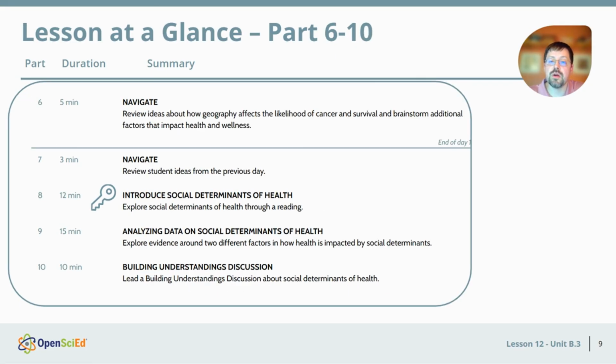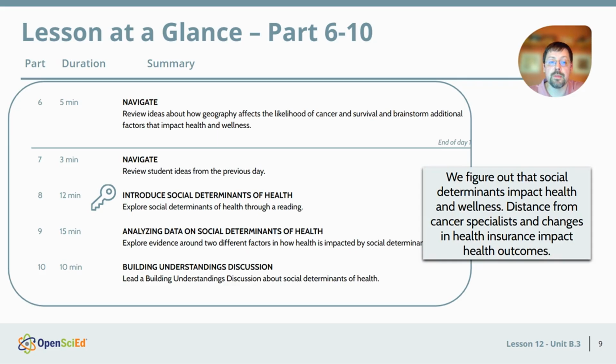In Section 2, we are introduced to the concept of social determinants of health, such as education level, income, housing, access to healthcare, etc. Some of these social determinants of health were discussed earlier in Lesson 11 when we learned about the pros and cons of different cancer treatments. From this activity, we figure out that social determinants of health impact health and wellness. Distance from cancer specialists and changes in health insurance impact health outcomes in our community.